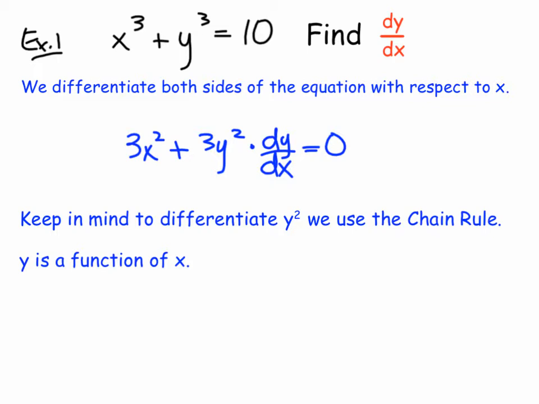So remember, when we're differentiating the letter y, so y squared, we use the chain rule. And so what's inside of that y is the derivative of y with respect to x. That's why it becomes 3y squared times dy over dx. And that's simply how you write it.